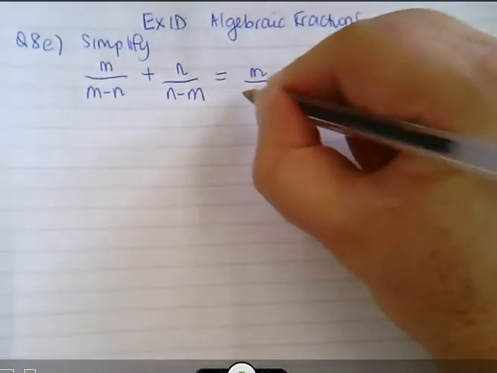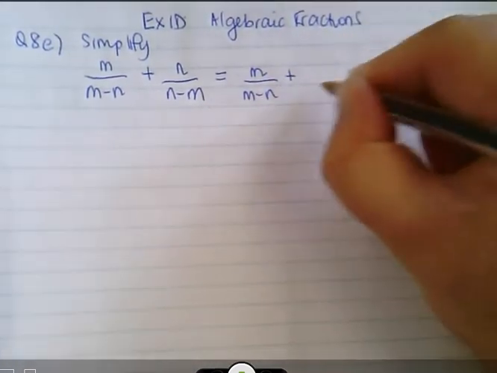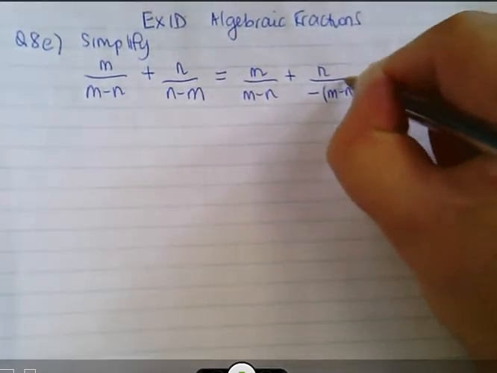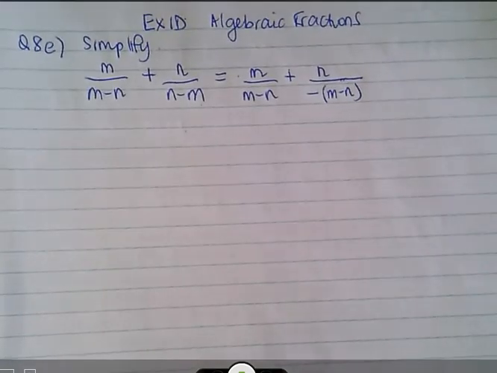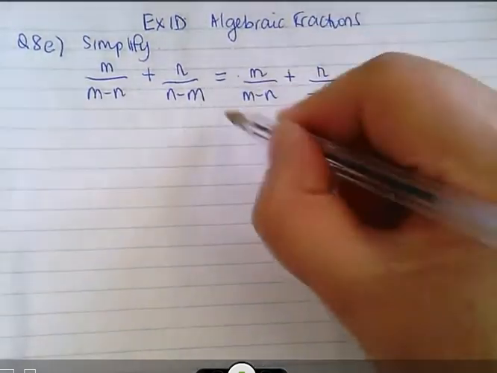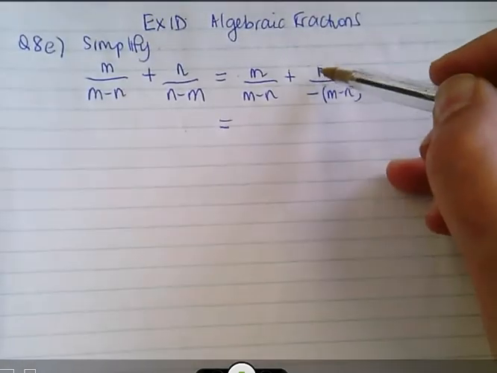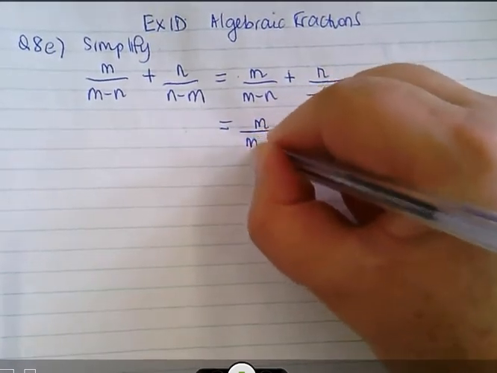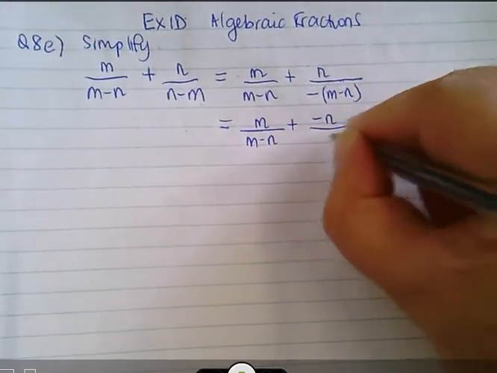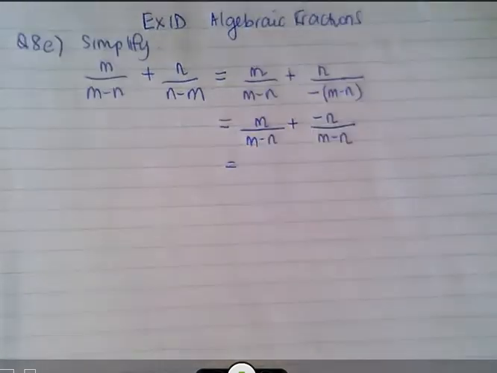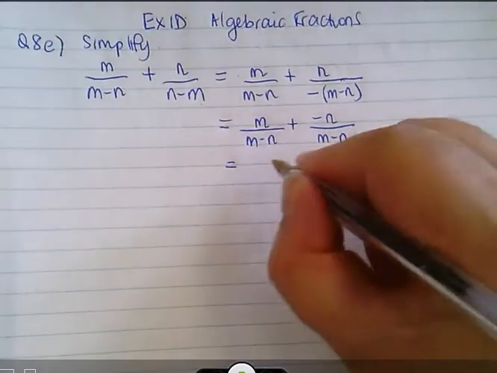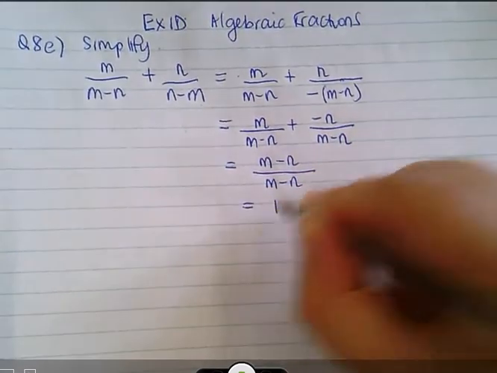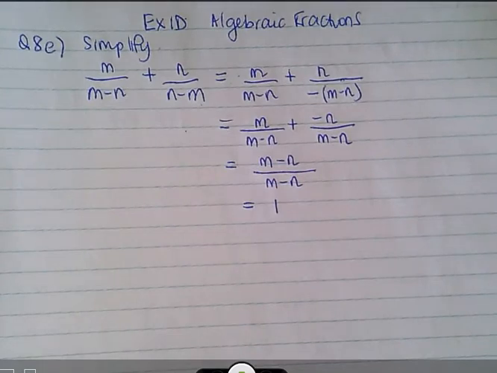So the quickest way to do this would be just to pull out a negative here, like that, but then I'm going to put that negative on the numerator. So let's see, minus m plus n. If I put that minus on the numerator, because a positive divided by a negative is a negative, I can go plus negative n over m minus n. Really, isn't it just m plus minus n, which is m minus n over m minus n, which is 1. That is the quickest way to do this.